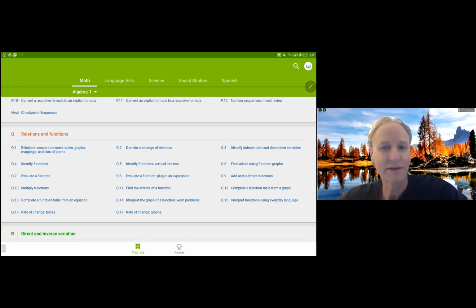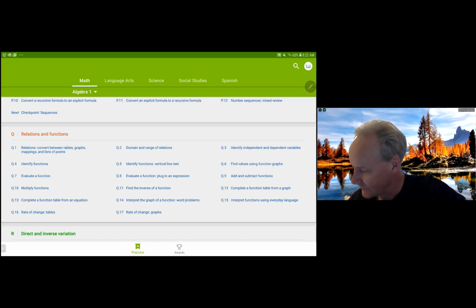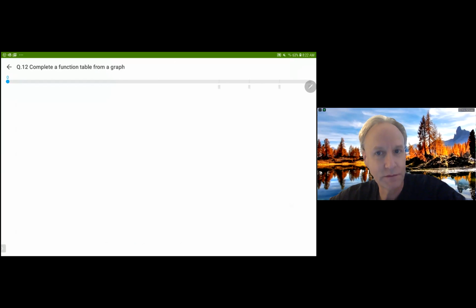Hi, everybody. We're going to do Q12, which is completing a function table from a graph. So we're going to see a picture, and then we're going to fill in the points that are the solutions to that graph. So let's take a look at it. This is Q12. Complete a function table.